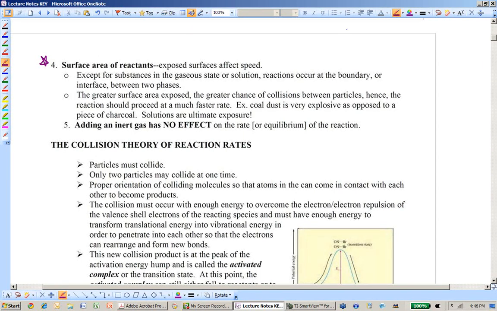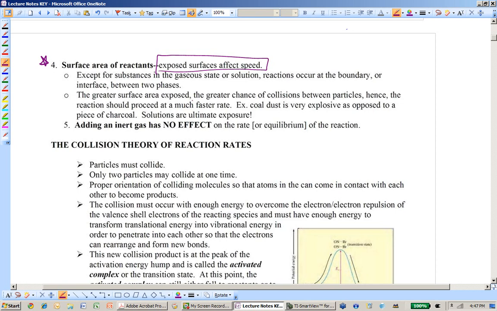And you also know that if you want something to go faster, like dissolving a sugar cube into a glass of iced tea or a cup of warm tea, if you pulverize that sugar first and make it more granulated, it's going to dissolve faster. So surface area of reactants, when you have exposed surfaces, that affects the speed in a good way. So except for substances that are in the gaseous state or solution, reactions occur at the boundary or the interface between two phases, which is why solid plus solid, not so great. Very slow reactions, if at all. The greater the surface area exposed, the greater the chance of collisions between particles.